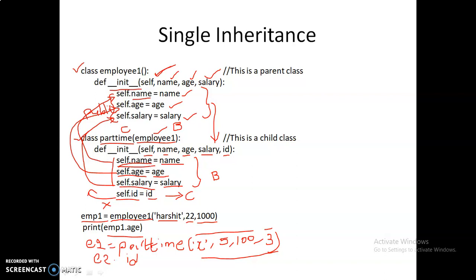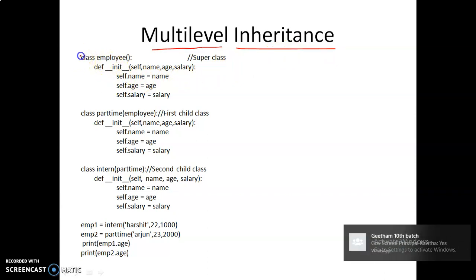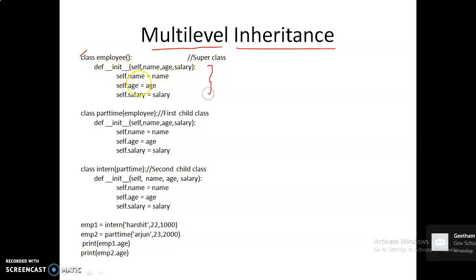Okay, next we'll see another example for the second type of inheritance, which is multi-level inheritance. Within this we have more than one level of inheritance, and each level has one base class and one child class. So here we have a base class, the employee class, and here I have a constructor, and we created three variables name, age and salary, and assigned values to those three variables. Another class we have is the part-time class, which is inherited from the employee class. The base class is employee, and the child class is part-time.